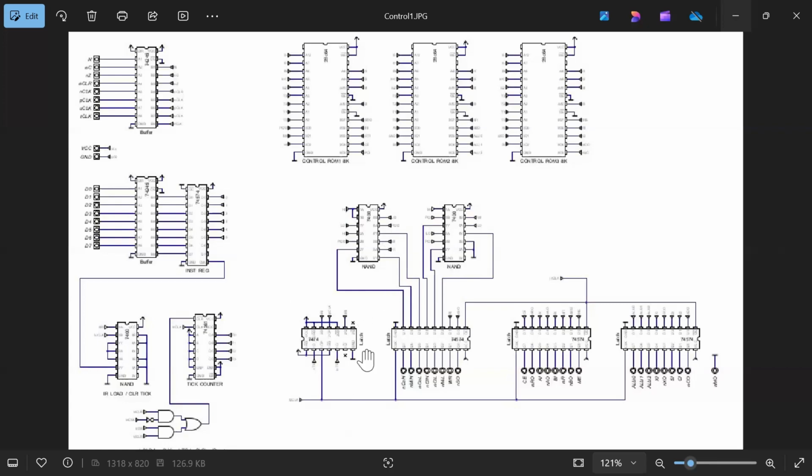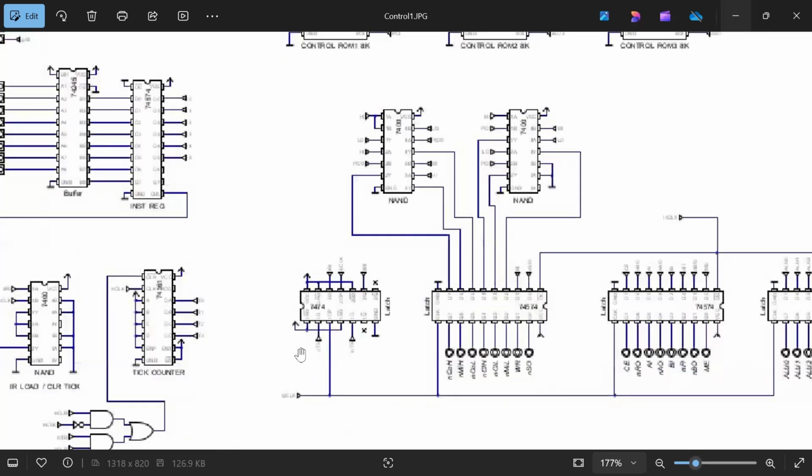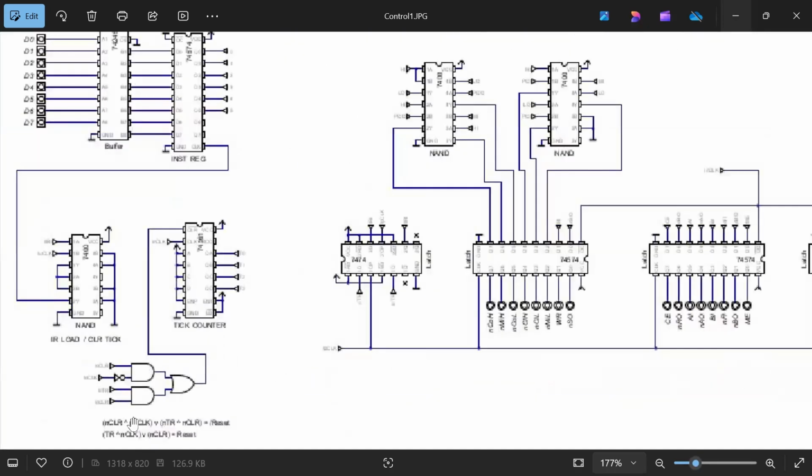We also have a D latch that we're using to latch our instruction in and our tick counter reset signals. Then we have some additional logic down here that we would need to implement, that is generating the tick counter reset signal. And then we also have another chip here that's generating the instruction in signal.